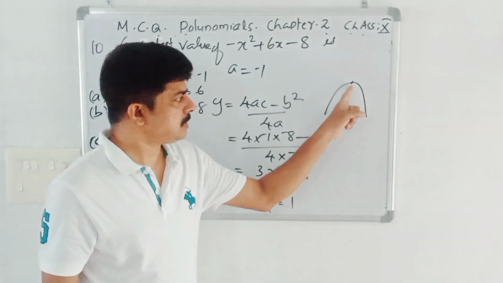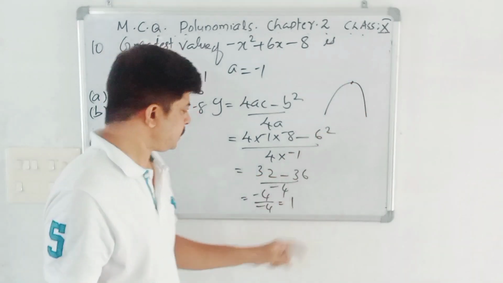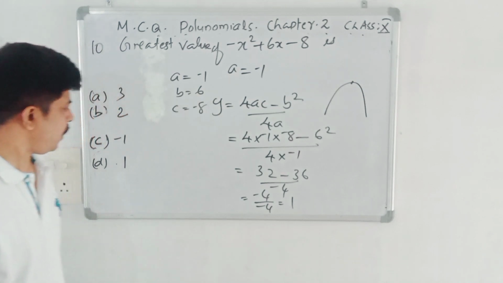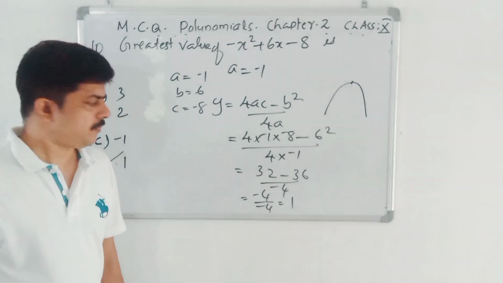That means the y value of the vertex. The y value of the vertex is 1. Therefore, our correct option is D. 1 is the right answer.